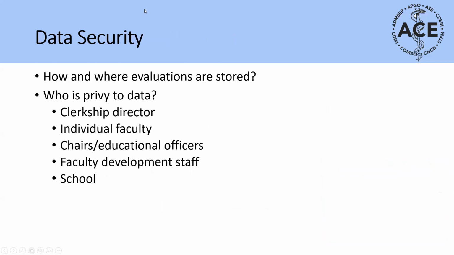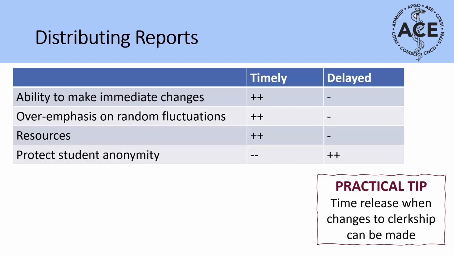I think this is one of my last slides. Data security is really important. Where are you going to keep your evaluations? How do you keep them private? And really importantly, who gets to see them? This is faculty's data, and it is not uncommon that when people are looking for somebody for a new role, they may ask, can I see how this faculty member is doing? So you need to have some clear policies around who is able to see the data. Next slide.